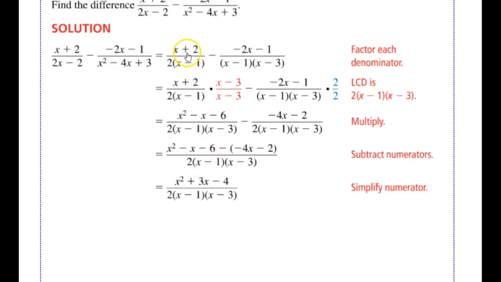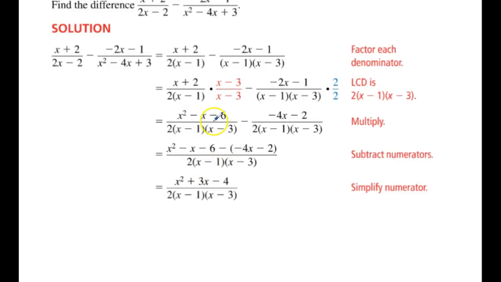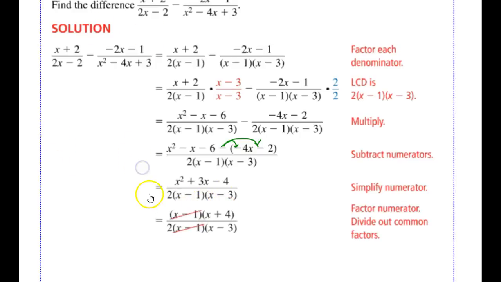So then I'm going to end up simplifying because if I distribute this here, it becomes x squared minus x minus 6 plus 4x plus 2, which simplifies to x squared plus 3x minus 4, and my denominator stays the same. So now I can go ahead and factor my numerator, which becomes x minus 1 times x plus 4, and I divide out any common factors.